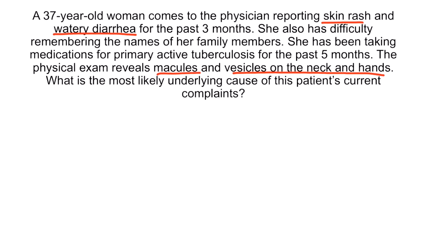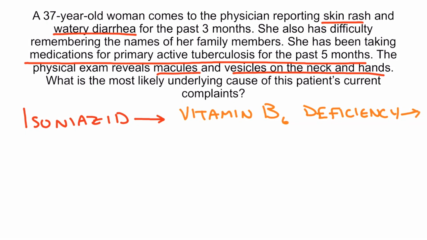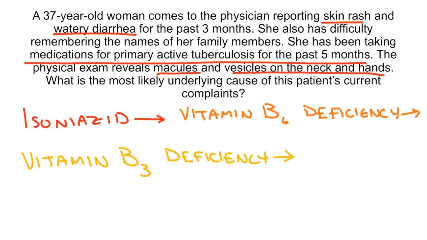This patient has been taking medications for primary active tuberculosis for 5 months. One of the anti-tuberculosis medications included in primary treatment is isoniazid. Isoniazid causes vitamin B6 deficiency. Vitamin B6, in turn, is necessary for the biochemical conversion of tryptophan into vitamin B3, also known as niacin. Therefore, isoniazid-induced vitamin B6 deficiency led to vitamin B3 deficiency and pellagra in this patient.